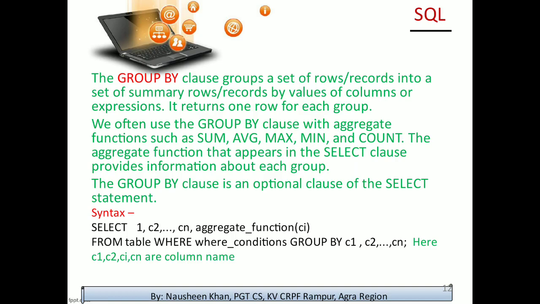The aggregate function that appears in the select clause provides information about each group. The group by clause is an optional clause of the select statement. The syntax is: select column 1, column 2 and so on, and then the aggregate function from table name where condition group by, then we will write the name of the column by which we want to group.